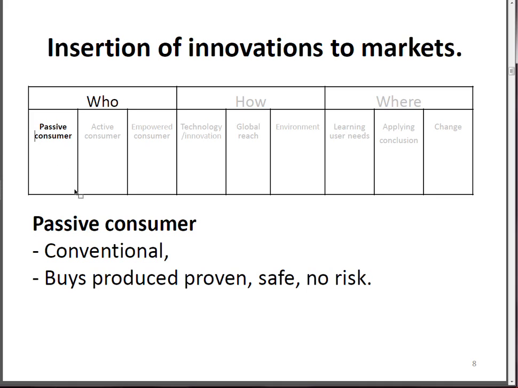Passive consumer. Passive consumer is the conventional consumer. These are the people that will buy product, they will buy innovation once it has been proven to be safe. So you insert a product to the market, but we don't know if it's safe, we don't know the effect of it. Only once customers are happy with this, when they know that there is no risk, then the passive consumer would buy the product. That's why we call them passive. You have to convince them, you have to approach them and say, it's been in the market, it has been tested, we know it is safe, now you can buy it.